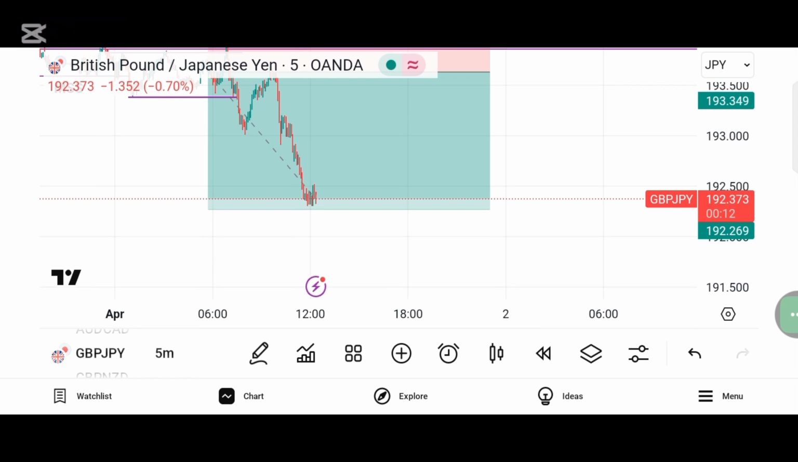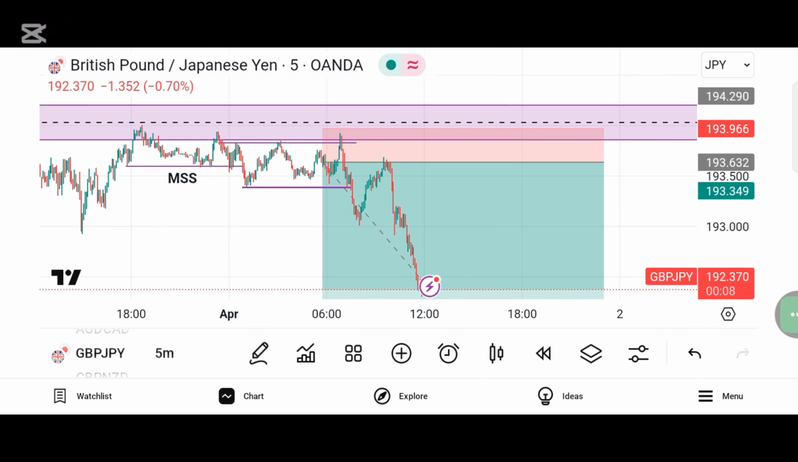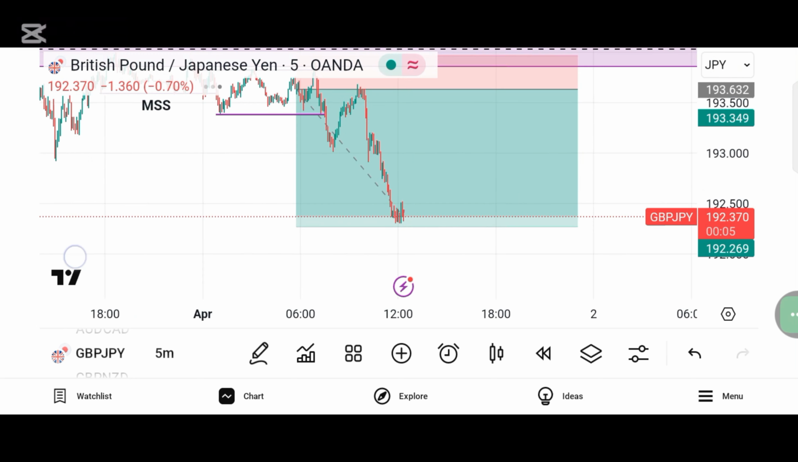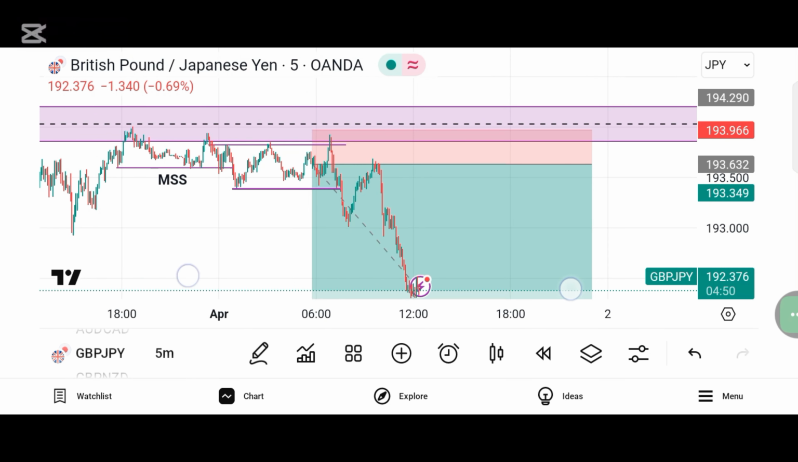Now, if you have a trade on GBP JPY and the setup is not visible, you can go to pairs like AUD JPY, CAD JPY, any other JPY pairs. The setup might not be exactly the same, but what is visible is what you want to take. That's just it on this trade. I believe I've already explained so many things on breaker block.